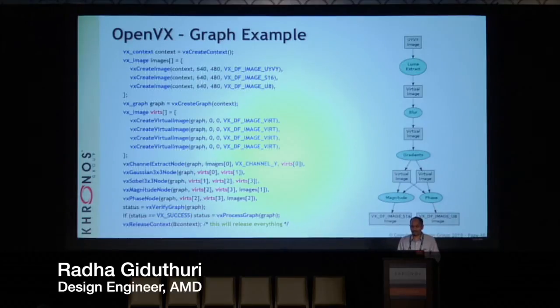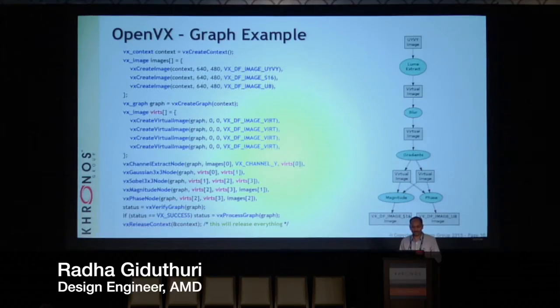This is a simple example that I took straight from the spec. In this example, the input is a UYVY image, which is a YUV image in a 422 decimation. The output gives you the edge magnitude. It runs a Sobel gradient, then looks at the magnitude, how strong the edge is, and also gives you a phase. The intermediate results are virtual images. It initially takes the UYVY and extracts the luma out of it, then performs smoothing, followed by gradients, and on the gradients it calculates the magnitude and phase, where magnitude is basically the square root of the x gradient squared plus the y gradient squared.